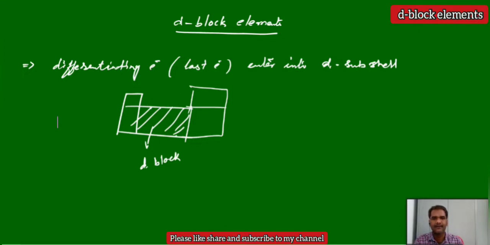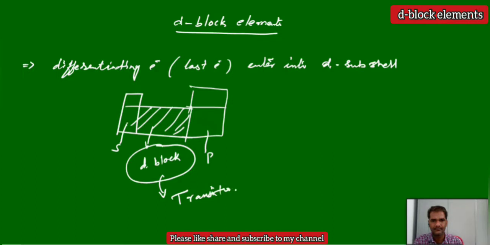Why are they placed in the middle of the periodic table? Because they show properties in between s and p block. This is the s-block and this is the p-block, and they are placed in between s and p block, and these d-block elements show properties between the s and p block. They act as a transition between s and p block. Hence d-block elements are also called transition elements, because they are in between s and p block.